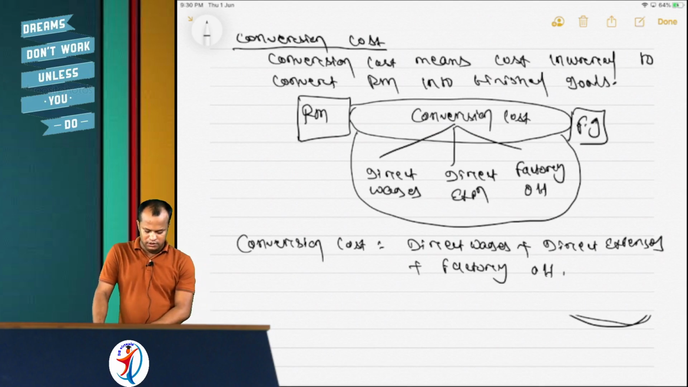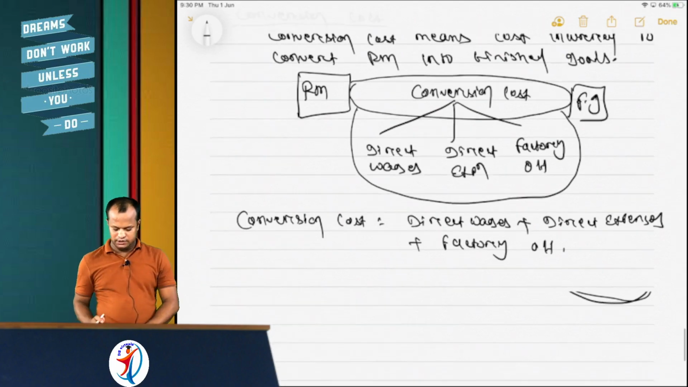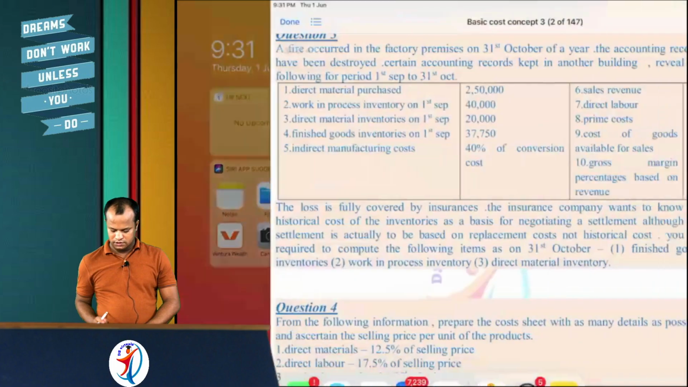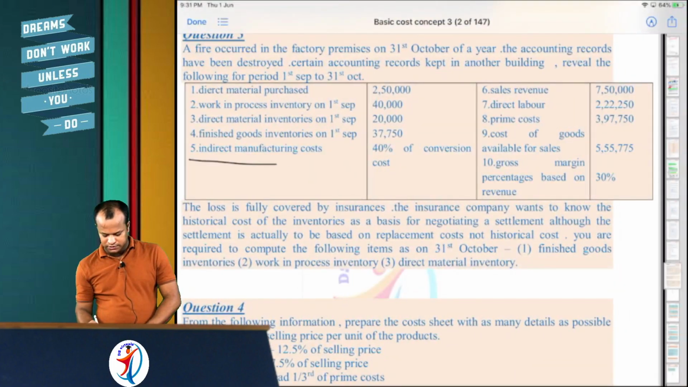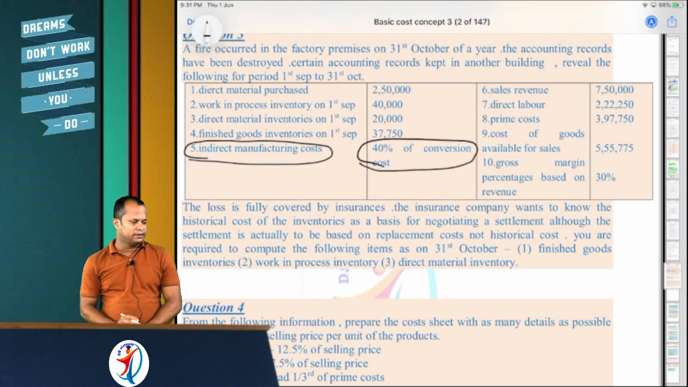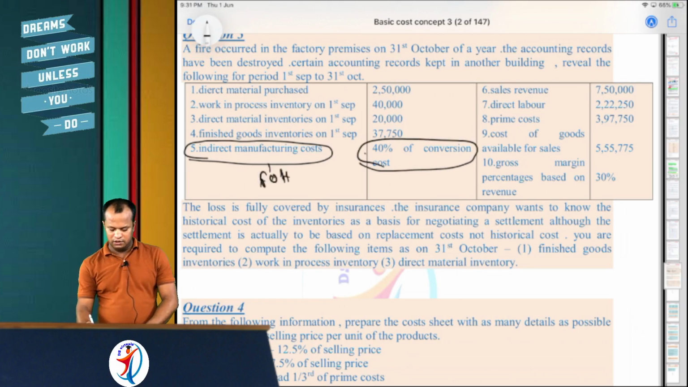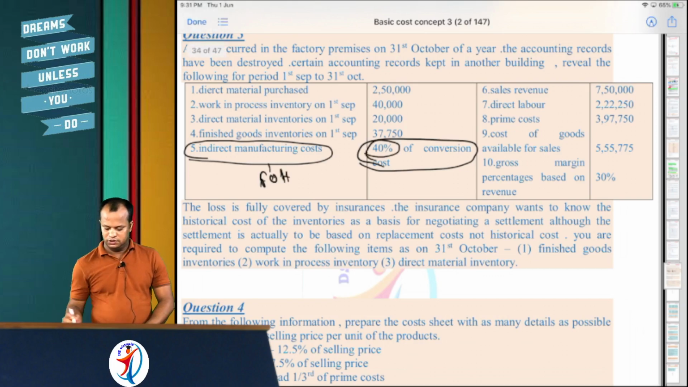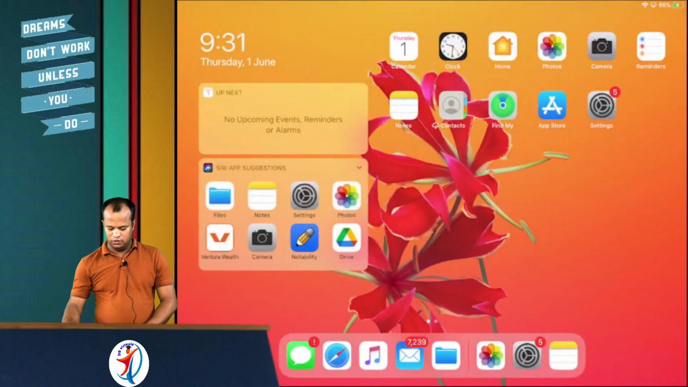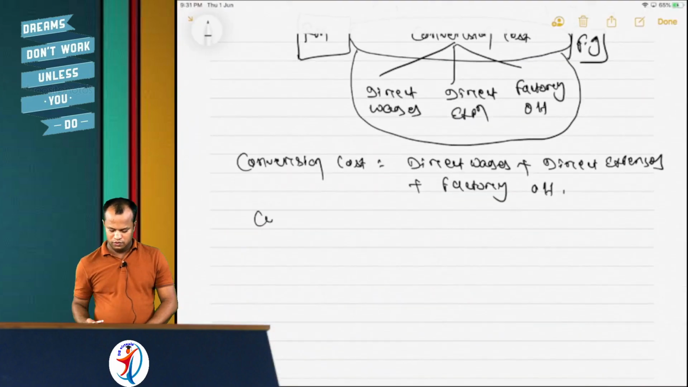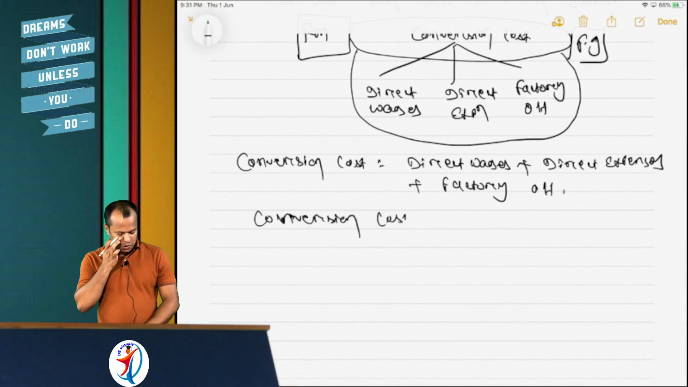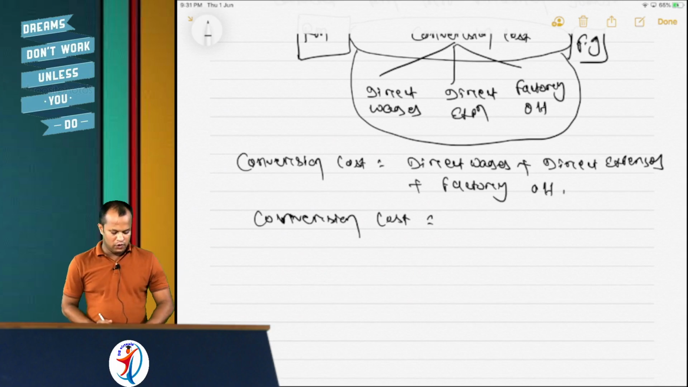In this question, it is clearly mentioned that indirect manufacturing cost is 40% of conversion cost. Indirect manufacturing cost means factory overhead is 40% of conversion cost. So conversion cost is equal to, we don't know, because we don't know indirect manufacturing cost.